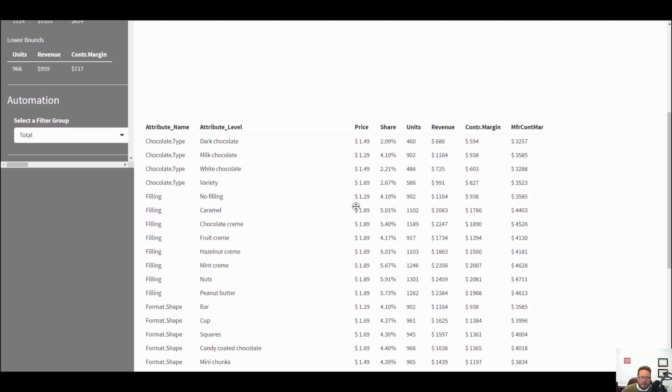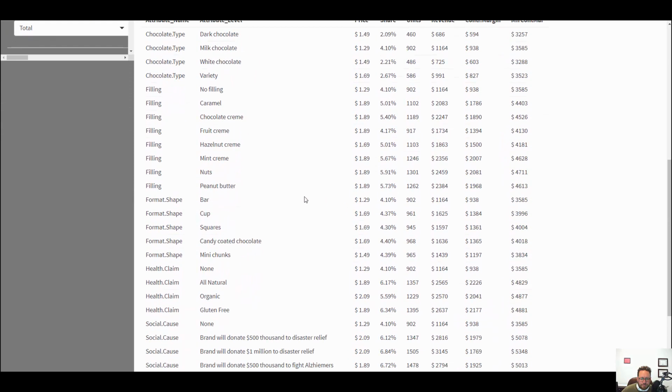So this does this for every single attribute. Let's take a look at the bar versus the cup. The bar is revenue optimal at $1.29. That's the base level for the bar. But if we add the cup, we can add 40 cents to the price, and that dramatically increases our revenue. So what we would say here is that our willingness to pay for the format to be a cup for the Butterfinger is the difference between this value and this value. So it's a 40-cent difference going from a bar to a cup in terms of what consumers are willing to pay. And when you do that, your units go up a little bit and your revenue goes up pretty substantially.